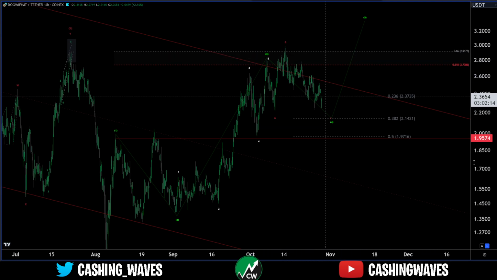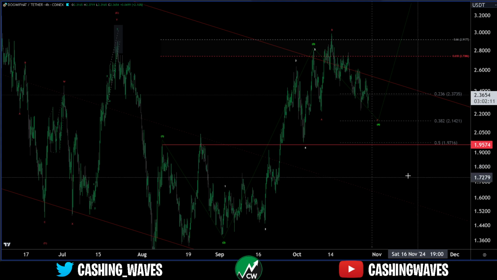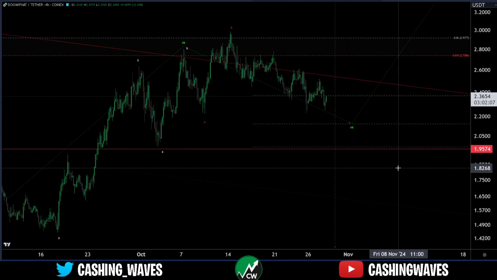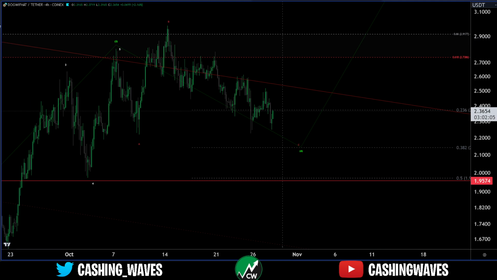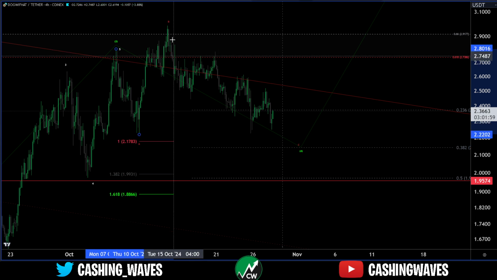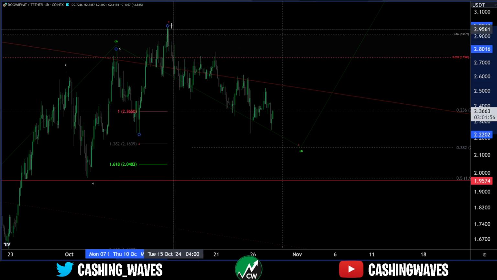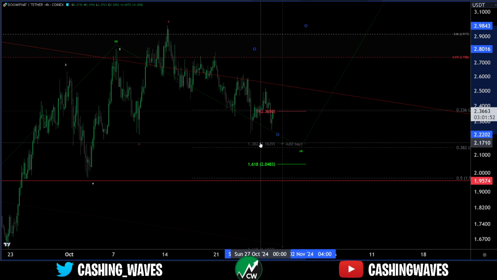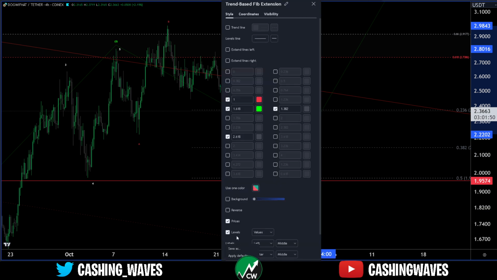We're at that rejection area we would expect between the 618 and the 786. Not quite through. This looks like a 1.618 extension for our C. Let's see here. No, not quite. We're past the 1-to-1 for a C wave.